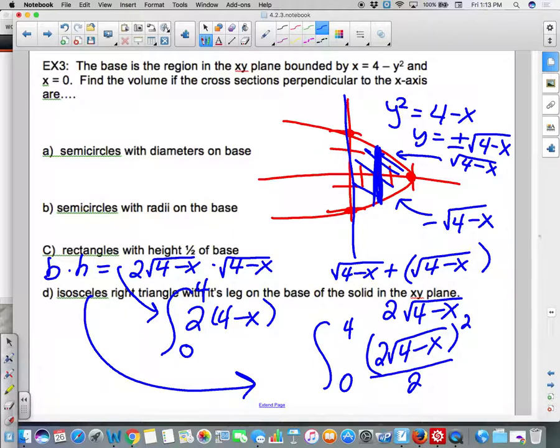Here, this should be with this. Okay, so it's side squared over 2. Right? This is our side. No matter what, this is our side.